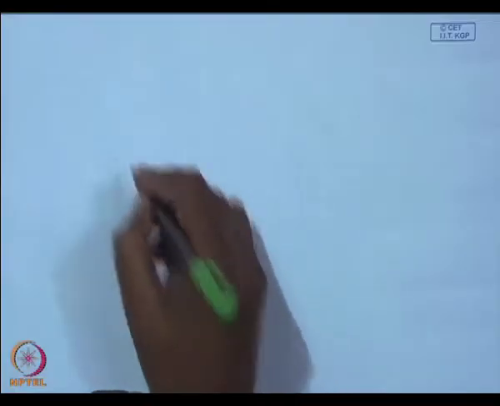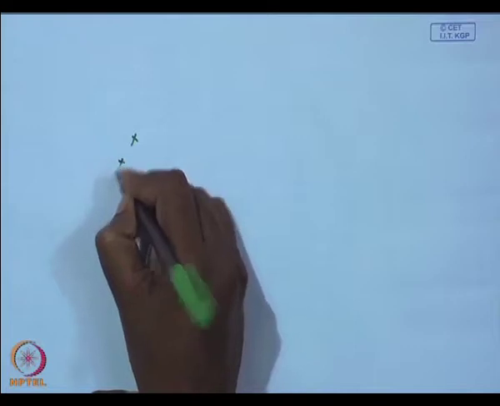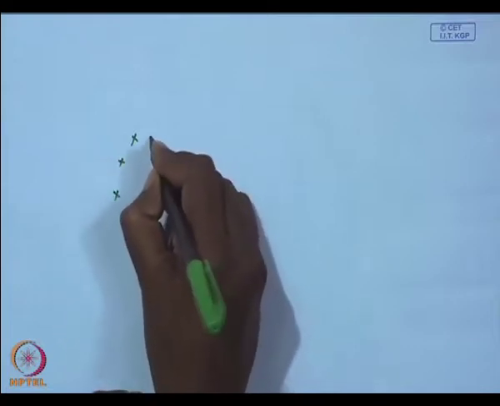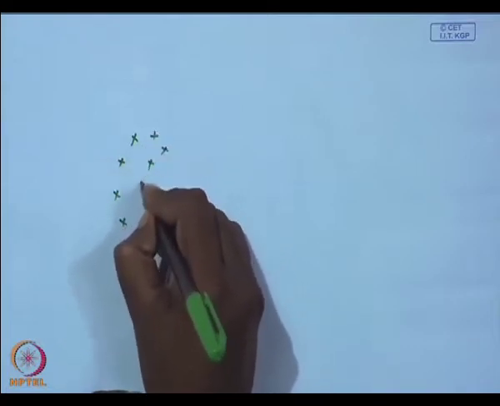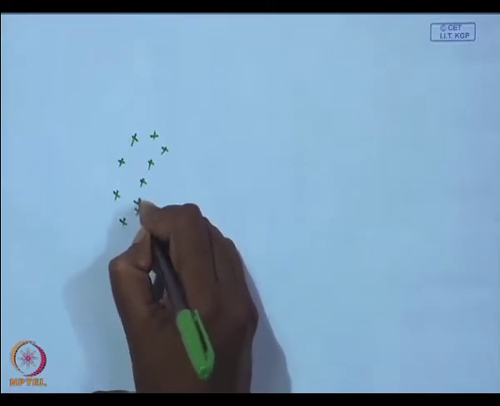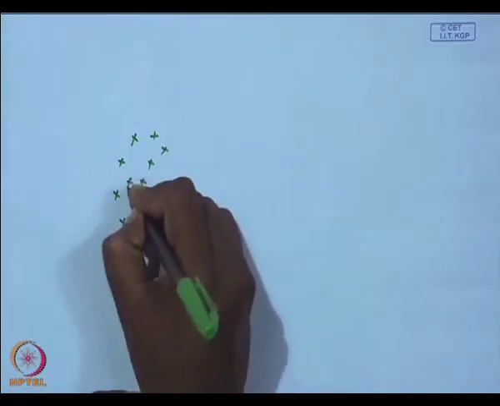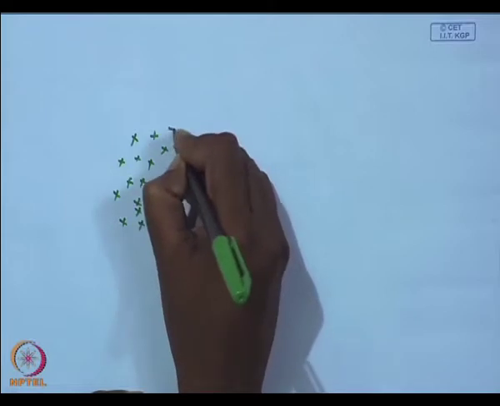So, let us just take a situation something like this. Say I have a set of feature vectors which are of this form.